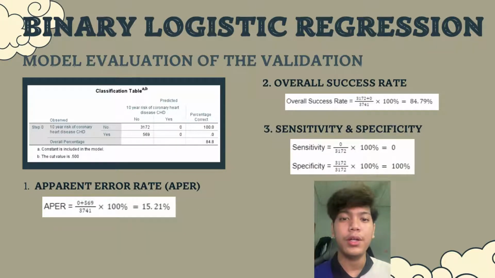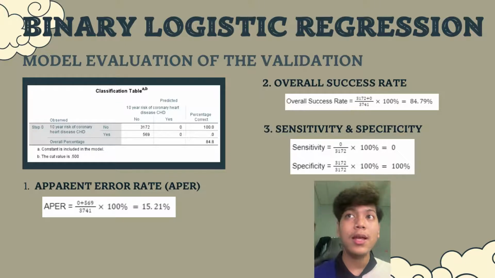And the next calculation was the overall success rate. We have shown the calculation below. We can conclude that the ability of the model to predict accuracy of both positive and negative outcome is 84.79%.